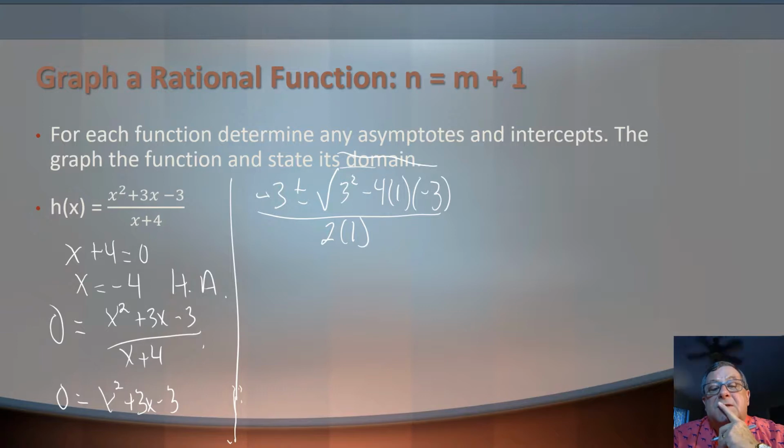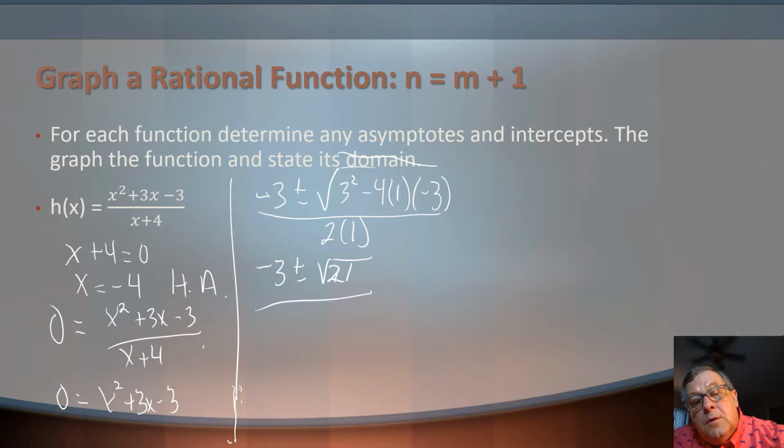All right, let's solve what's underneath the radical. 3 squared is going to be 9, and then -4 times 1 is -4, but then times -3 is what? Plus 12, right? So 12 plus 9 is 21. So I have -3 plus or minus the square root of 21, over 2.